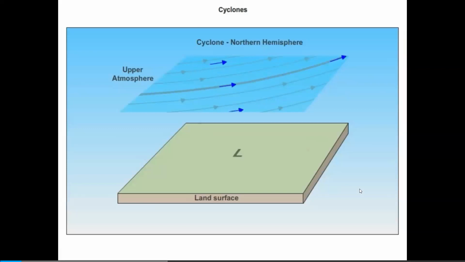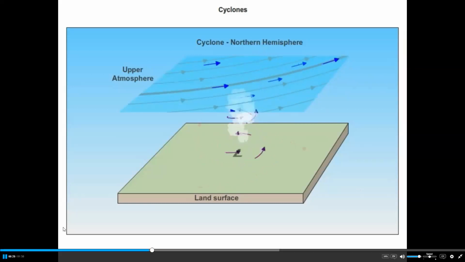Cyclones. A center of low atmospheric pressure is known as a cyclone. Notice that air near the surface converges into the low in a counterclockwise direction. The cyclone shown is in the northern hemisphere. As air spirals upward in the cyclone, the wind flow becomes increasingly geostrophic. After ascending, the air diverges into the overall geostrophic upper atmosphere flow.